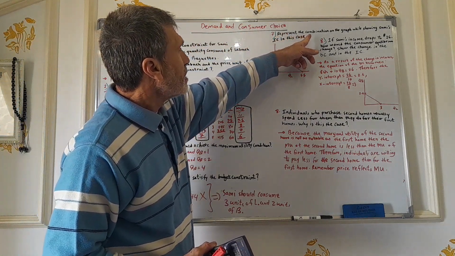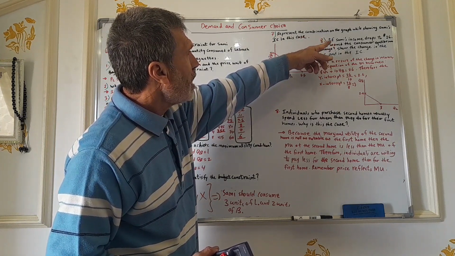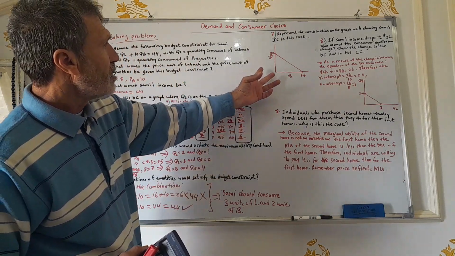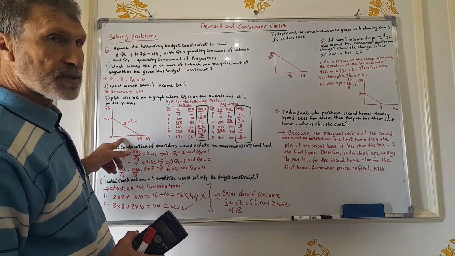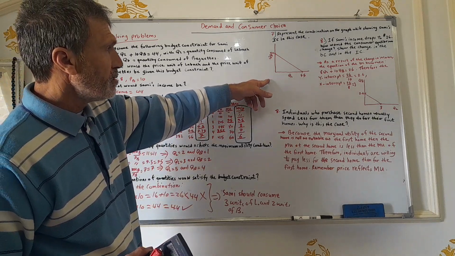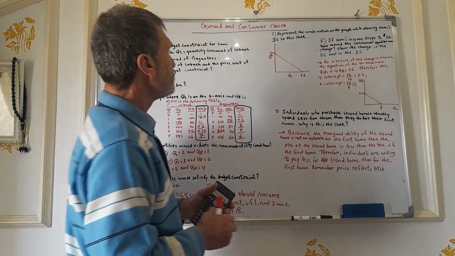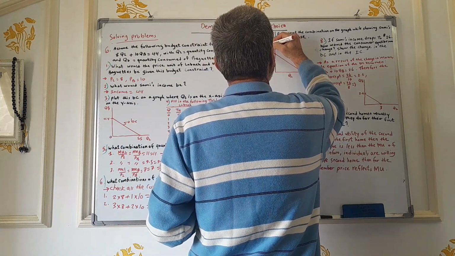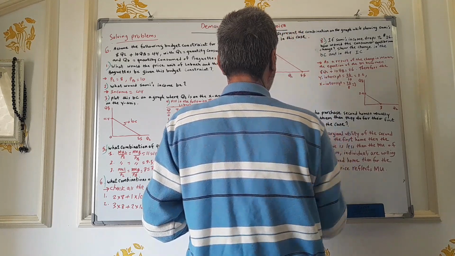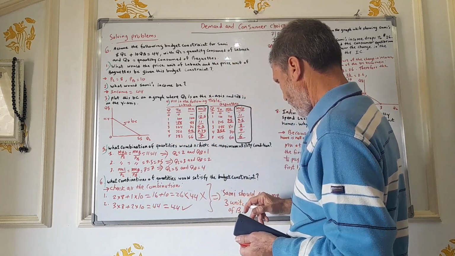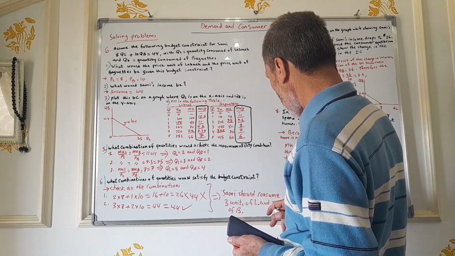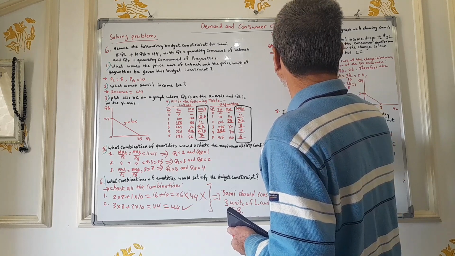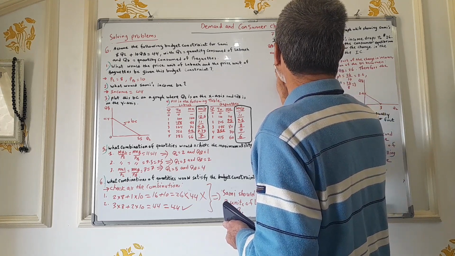It says represent the combination on the graph while showing Sammy's indifference curve. Now remember here, this is the indifference curve. It's the same thing here. We reproduce it over here. Okay. Now, how many units of lemony does he consume? 3. And how many units of baguettes? 2. So we come here, 3 units of lemony. That's 3 over here. And this is 2 over here.